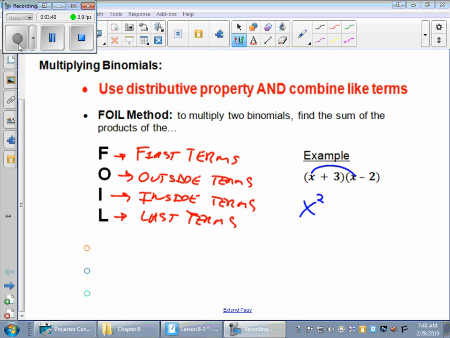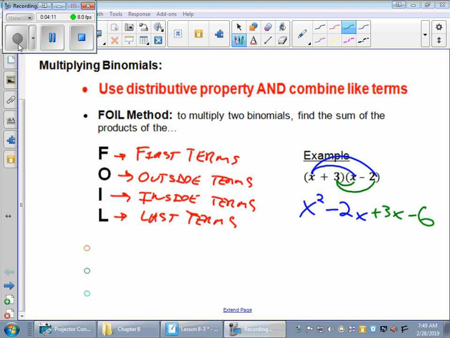Okay? Now you're going to go the outside term. So that's the outside, the far left term against the far right term, multiplying those, and you're going to end up getting negative 2x there. Your inside terms are now the two terms that are right next to each other in the parentheses, 3 times x, which gives us a positive 3x. And then the last terms, the last term in the first group, which is 3, multiplied by the last term in the second group, which is negative 2, gives us a negative 6.